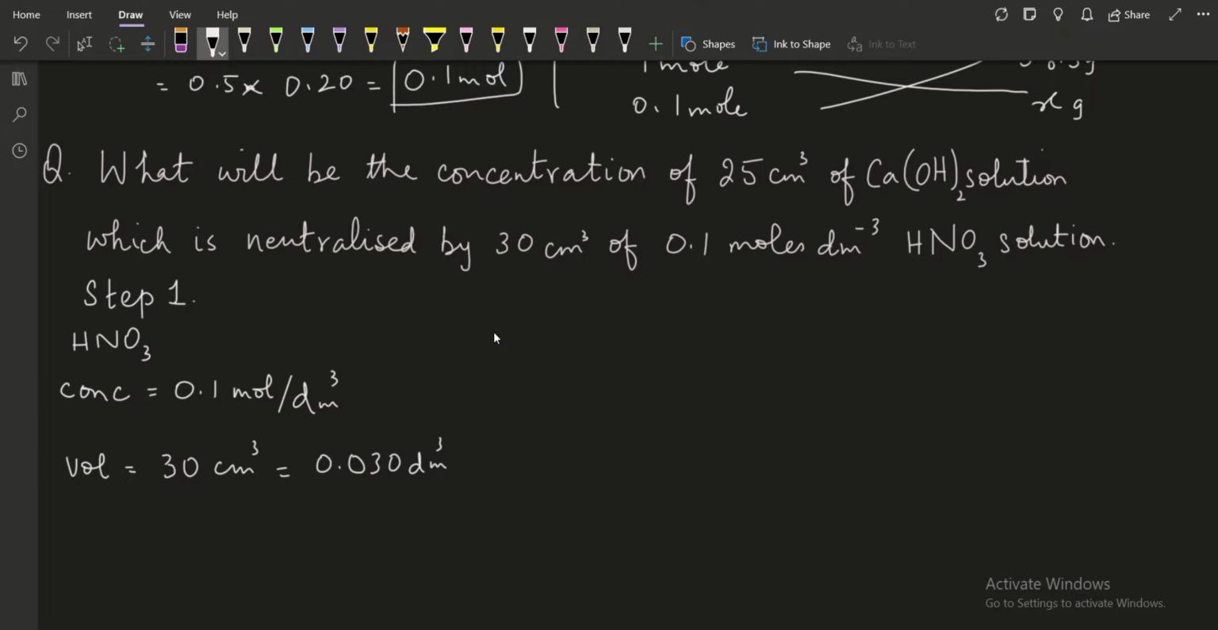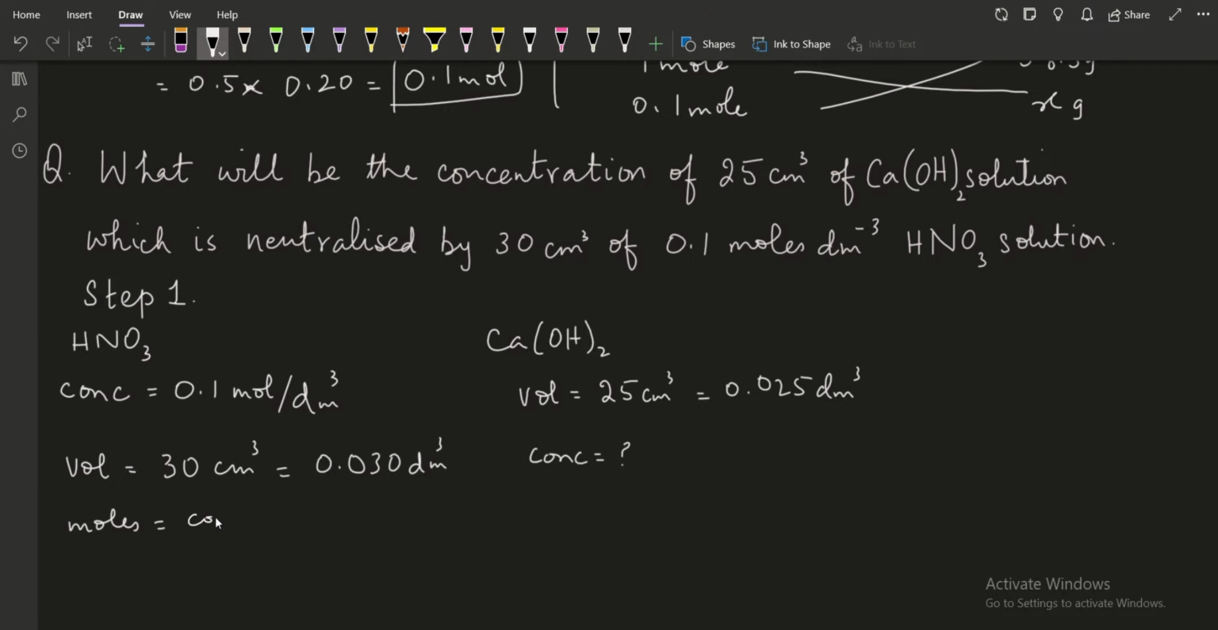And then we can also write the information given for calcium hydroxide. We are just given the volume. Its volume is 25 cubic centimeter. You can change it into cubic decimeter, which will be 0.025 cubic decimeter, and then we have to calculate its concentration. For calcium hydroxide we cannot calculate its moles right now, but for nitric acid we can calculate moles because concentration and volume, both values are given.